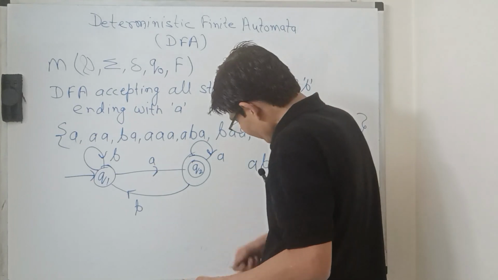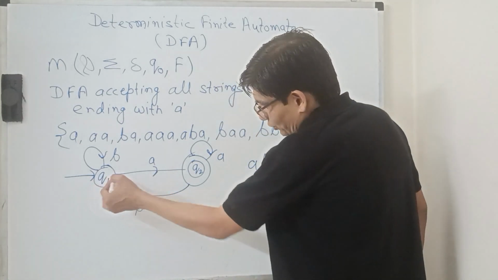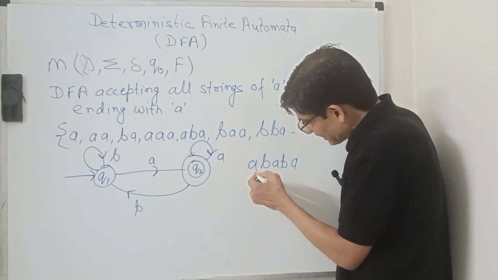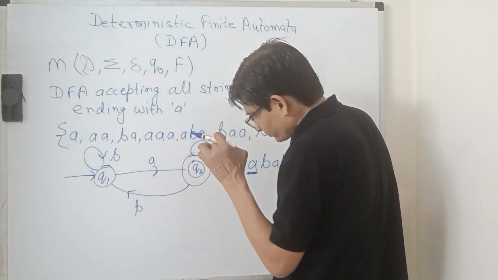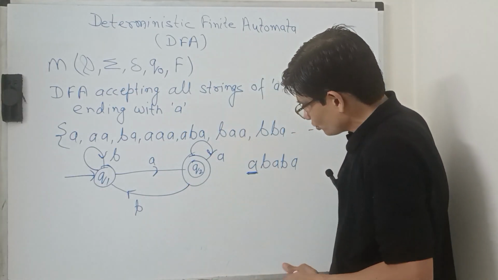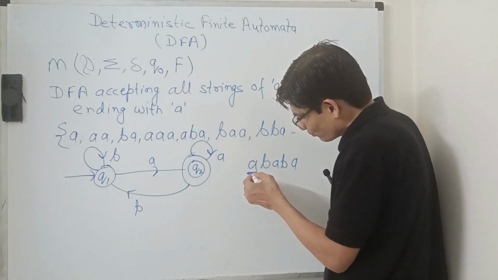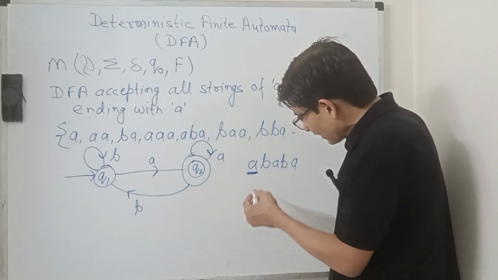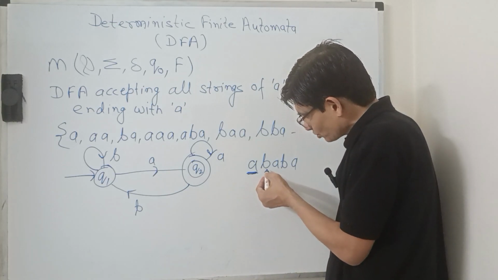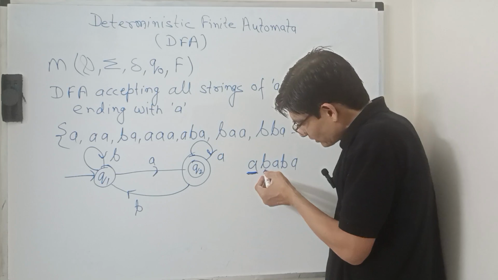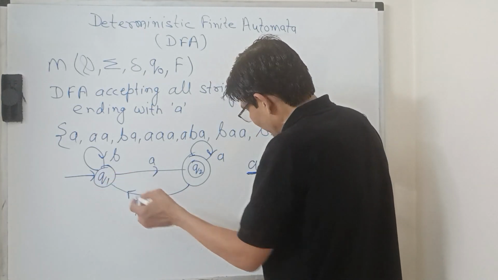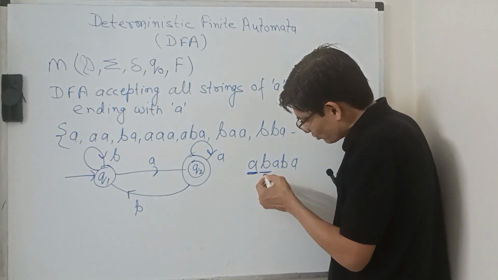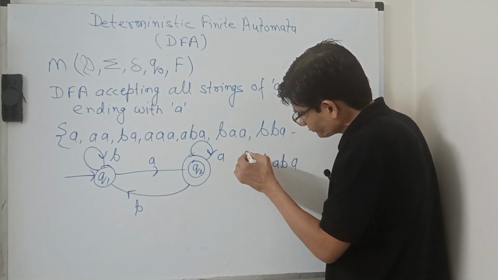So you can see initially we are at Q1 and we are reading A. So we will move to Q2. Now after reading this symbol, we are on Q2. At Q2 we are getting B, so we are again going to Q1. So after reading this symbol, we will move to Q1.